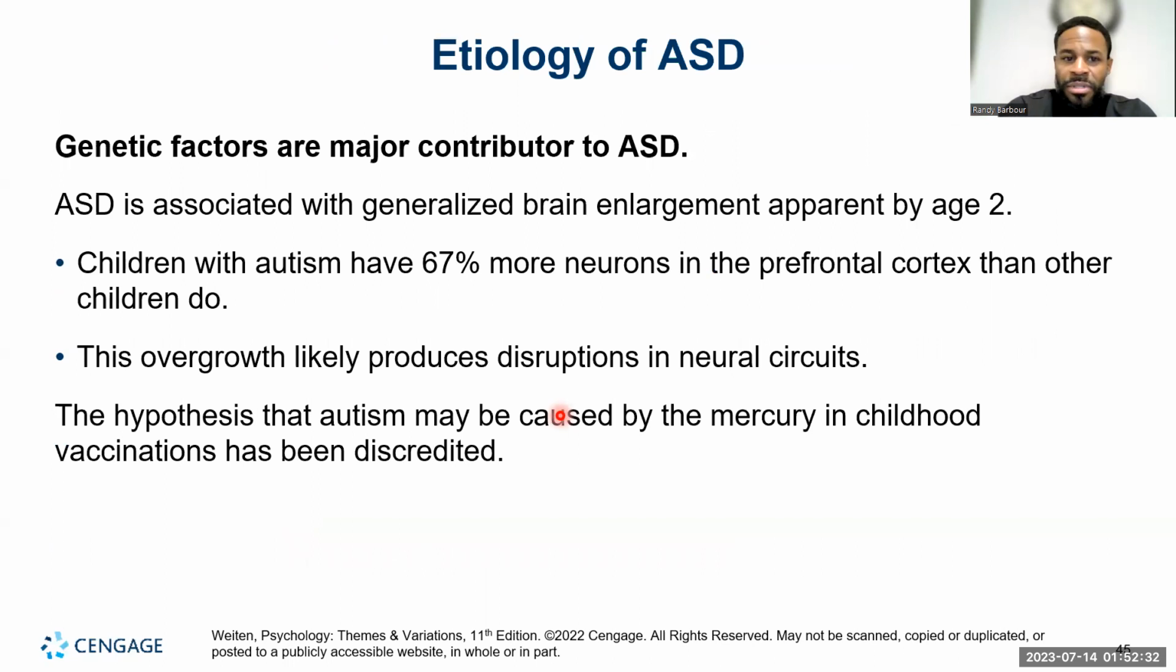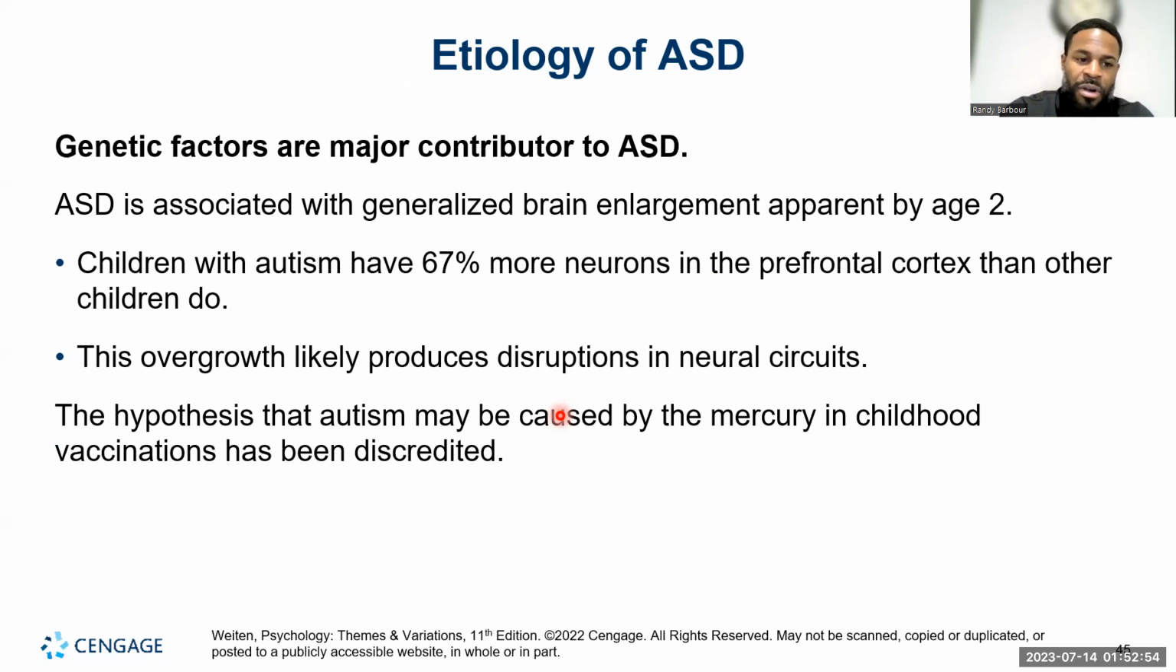Some genetic factors are major contributors to ASD. Usually, it's associated with generalized brain enlargement apparent by age two, right? So they do MRIs and brain imaging to see how large the child's brain is compared to the average size of the brain at those ages.